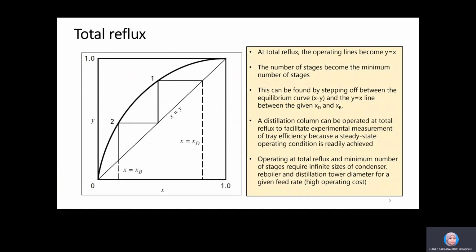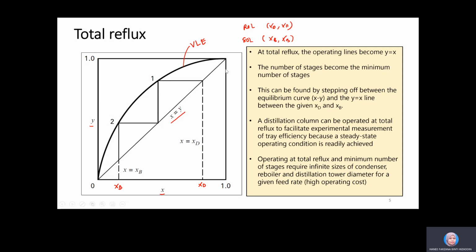Okay, so we can have a look at the graphical representation of what happens to the ROL and SOL. Let's say the curve here is your VLE, with the x-axis and y-axis for your more volatile component. Let's say this is your x_D and this is your x_B here. At total reflux, the operating line becomes y equals x. Typically when you plot your operating line, for the ROL one point is x_D, and for the SOL one point is x_B. But now, since both the ROL and SOL become y equals x, they overlap each other, and thus the whole y equals x line represents both the ROL and SOL.